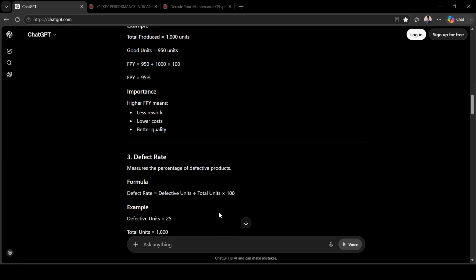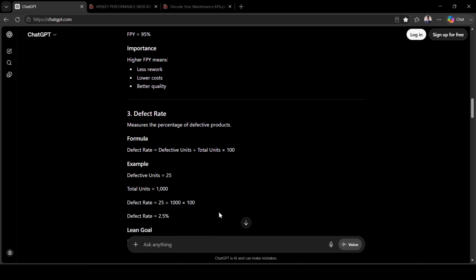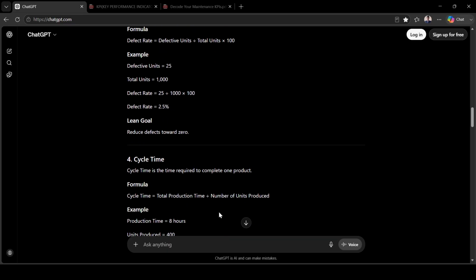The third one is defective rate. It measures the percentage of defective products. The formula: defective rate equals defective units divided by total units times 100. For example, defective units equal 25 and total units 1000, so defective rate equals 25 divided by 1000 times 100, which is 2.5%. Let's work to reduce defects towards 0.